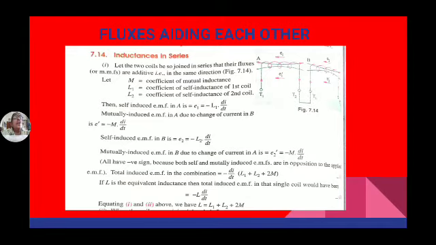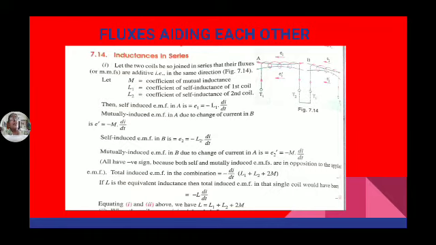Now what is the total voltage equal to? The total voltage is equal to the EMF induced in coil 1 plus the EMF induced in coil 2. So it is equal to minus L1 di by dt plus minus M di by dt, plus minus L2 di by dt plus minus M di by dt. If we take minus di by dt common, we get L1 plus L2 plus 2M.